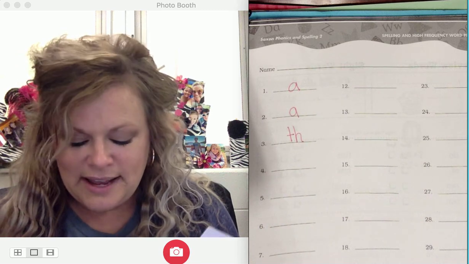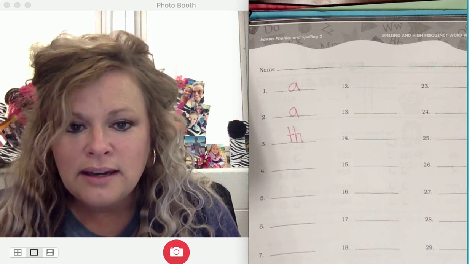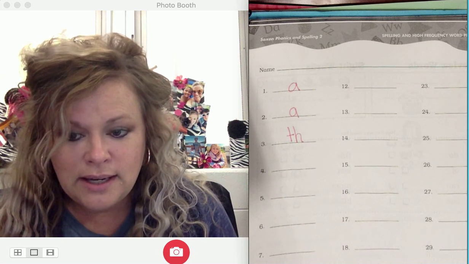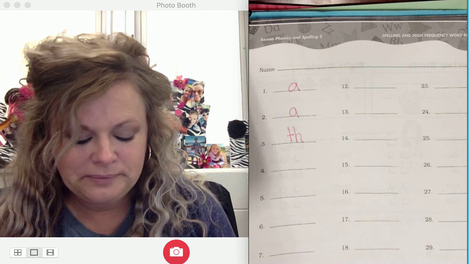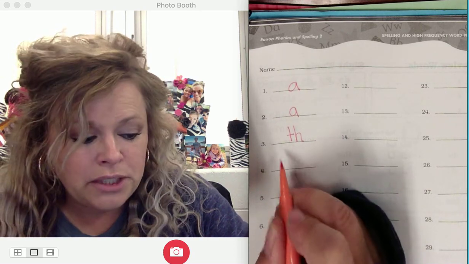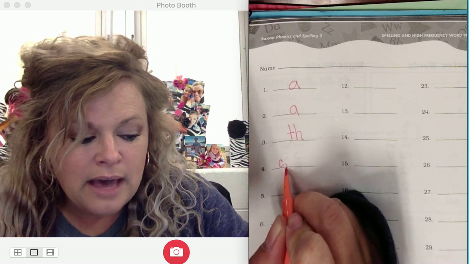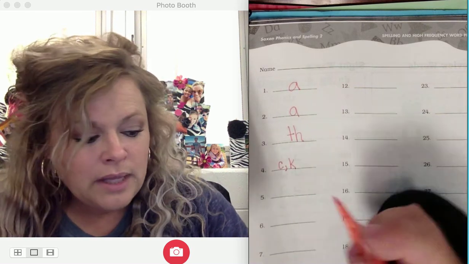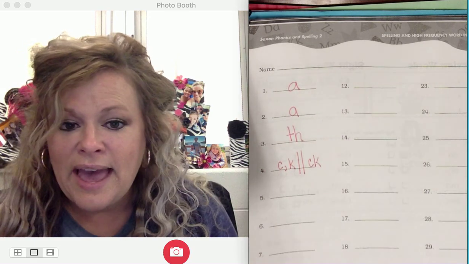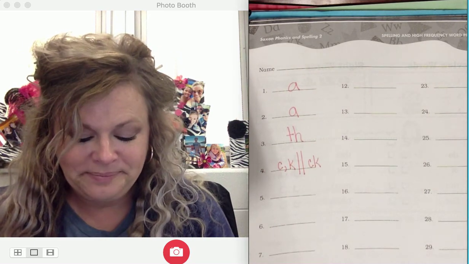Here is our next sound. K. Lots of choices for this one. K. Repeat. Okay. The way we represent the K sound, we have many choices. C, comma, K. And in the final position, we've learned C, K, after a short word and a short vowel.